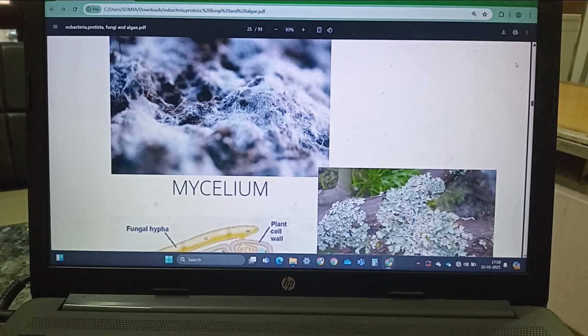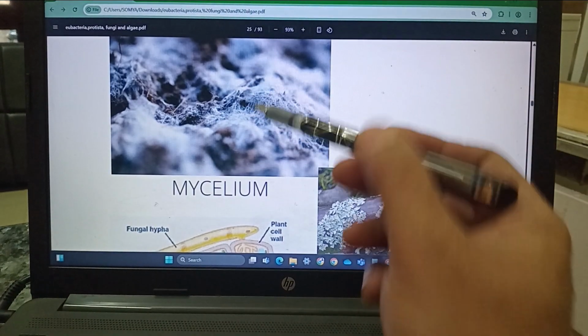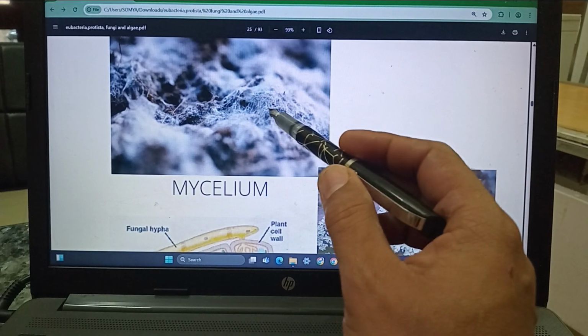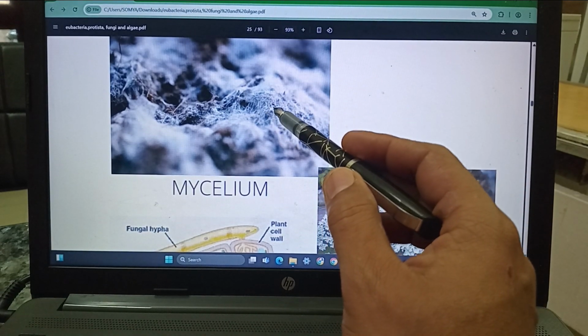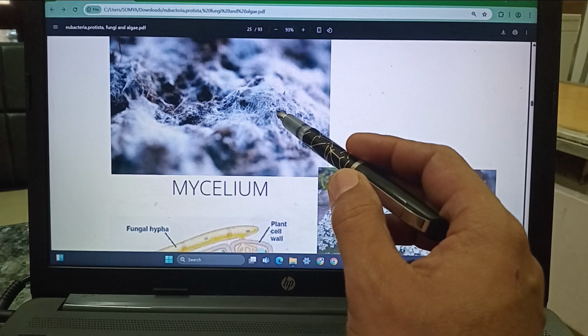Today we are going to see about the kingdom fungi. With the exception of the yeast, the fungi are mostly filamentous. The fungal body is filamentous. Their body consists of long, slender, thread-like structures called hyphae. The network of hyphae is known as mycelium. So here you are seeing the network of the hyphae, and this is called mycelium.